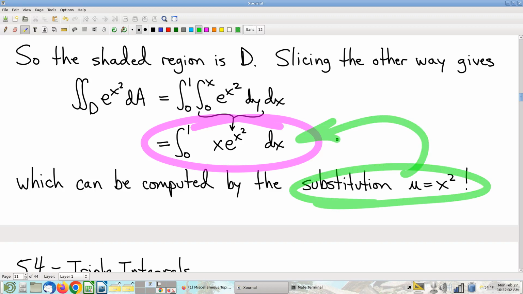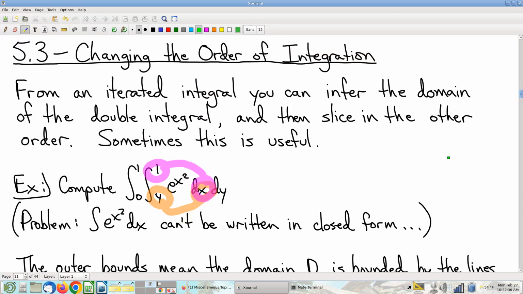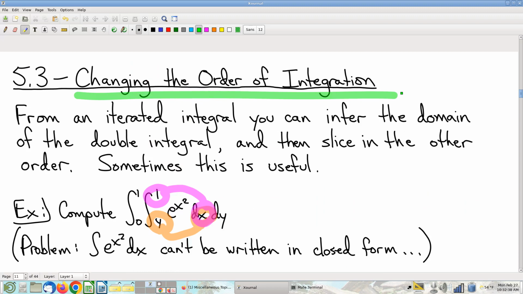Everybody happy? This is a clever move. So changing the order of integration is the way this often gets described. It is useful sometimes, such as in this example. A tool for your toolbox, and we're done with section 5.3. Unless anybody has questions. What do you think?